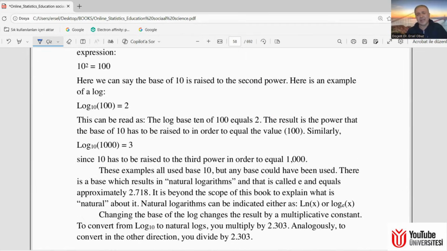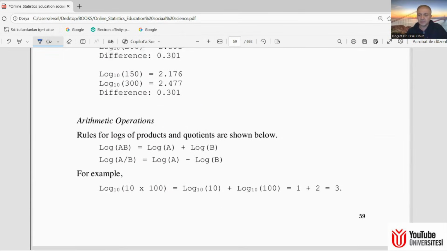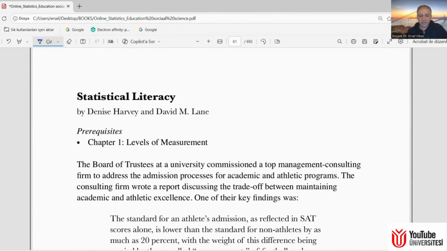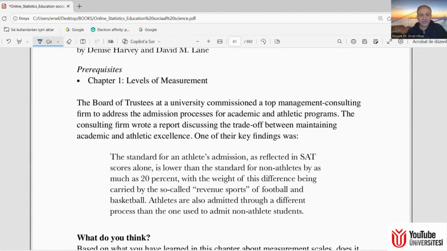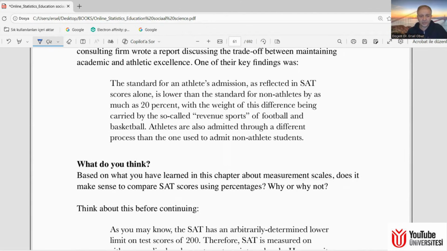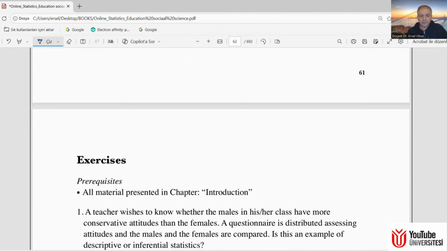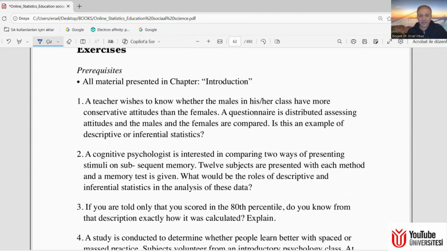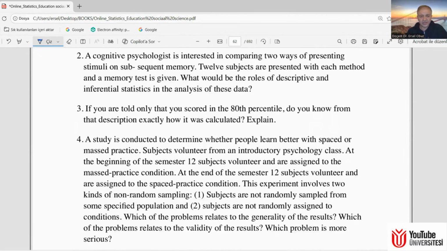Logarithms, that part is not really important. I'm just going to skip this part. Okay, level of measurement. Chapter 1. Here are some exercises. Okay. Let's see.